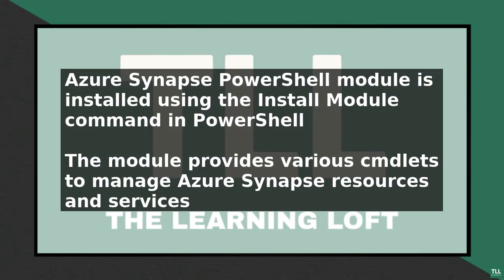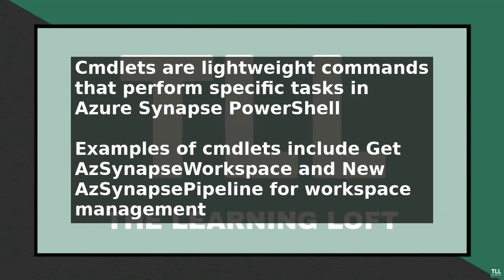Practical examples of using Azure Synapse PowerShell include automating the deployment of Azure Synapse resources, such as workspaces, pipelines, and datasets, as well as monitoring and managing the performance of your analytics services. You can also use PowerShell to automate tasks such as data ingestion, data transformation, and data loading.